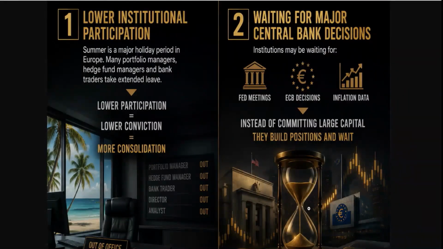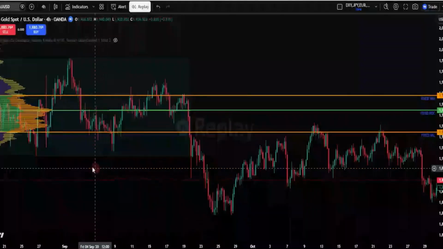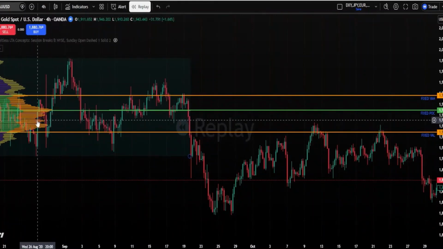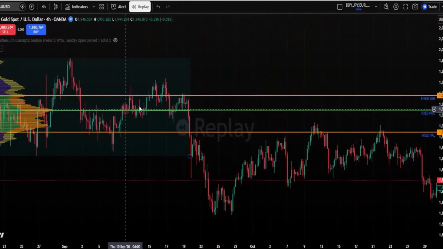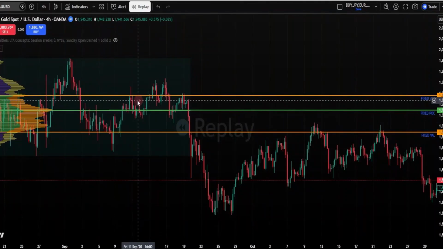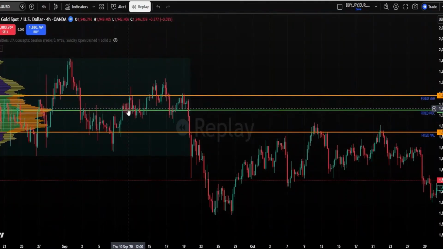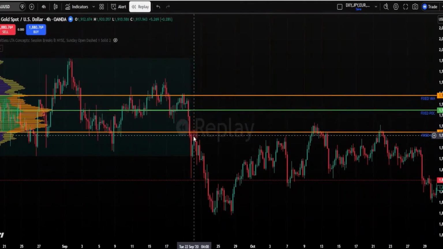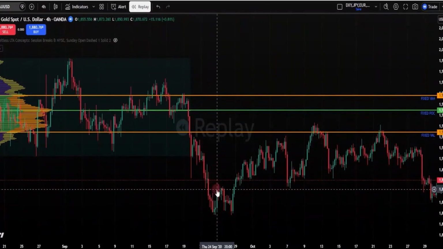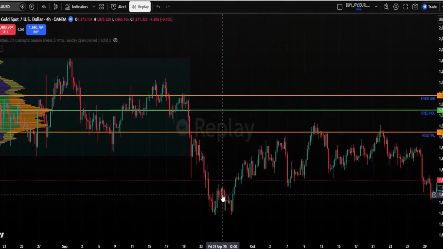And with that in mind, let's look at what happened in gold over a 5-year period. Now, watch what happens here. Price spends more than 1 month inside this consolidation zone. Nothing special, just buyers and sellers fighting for control. But eventually, price breaks lower. And this is the part most traders miss.